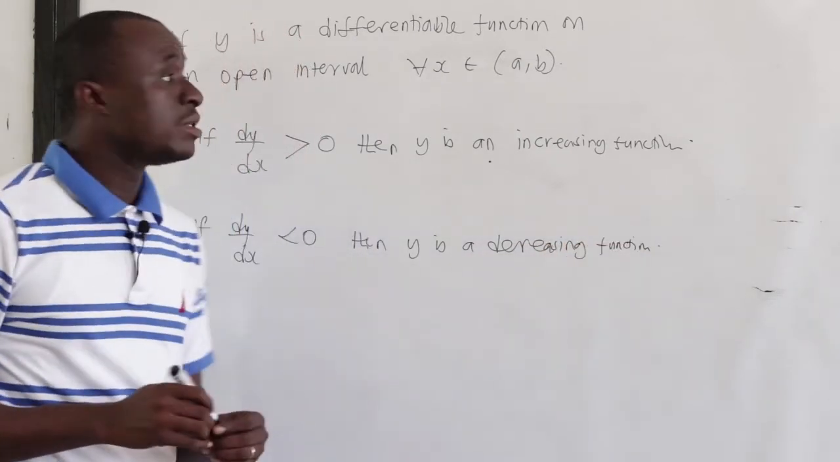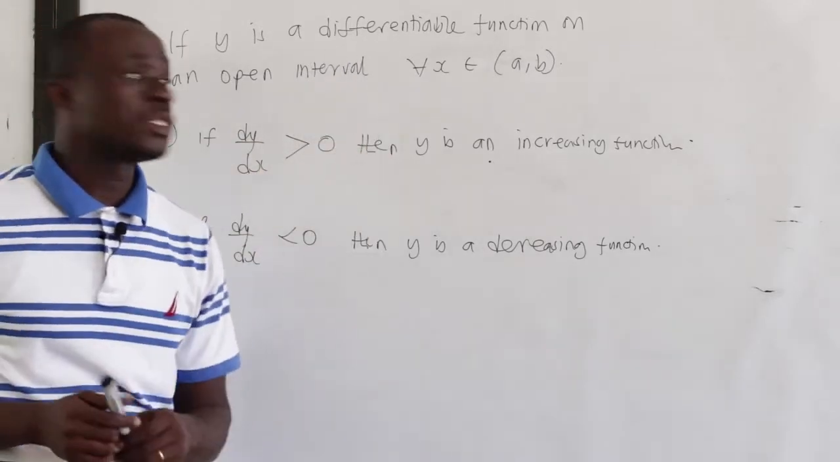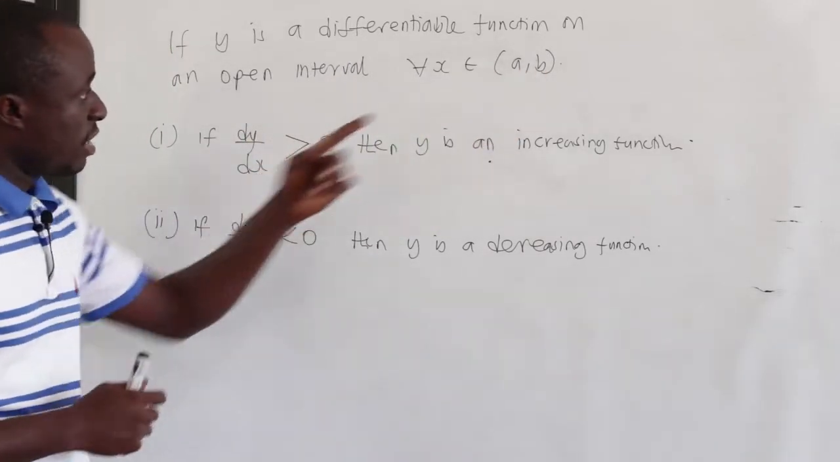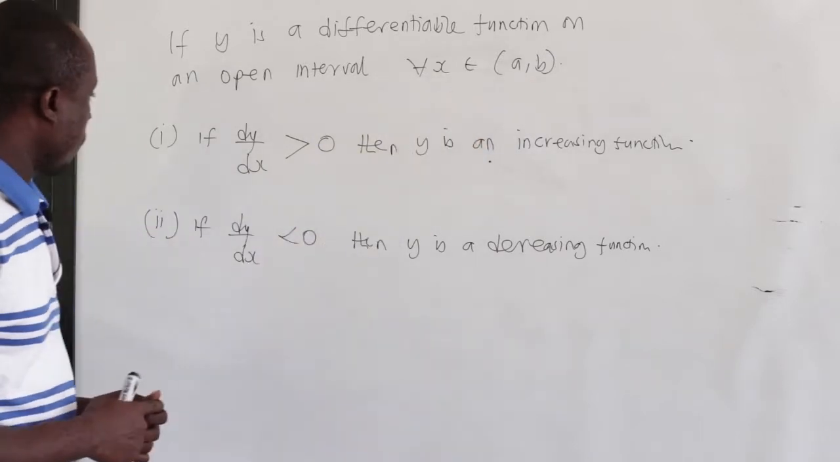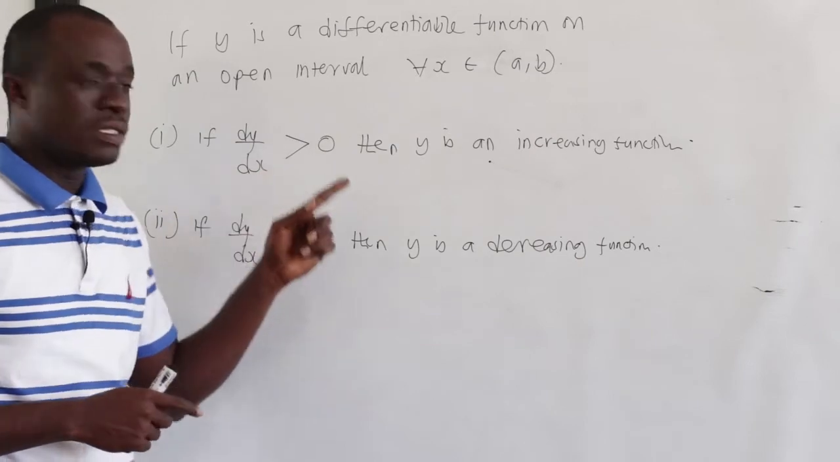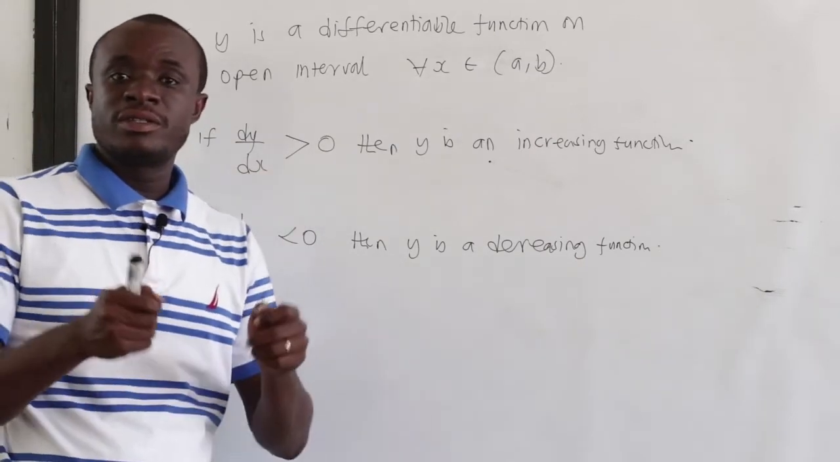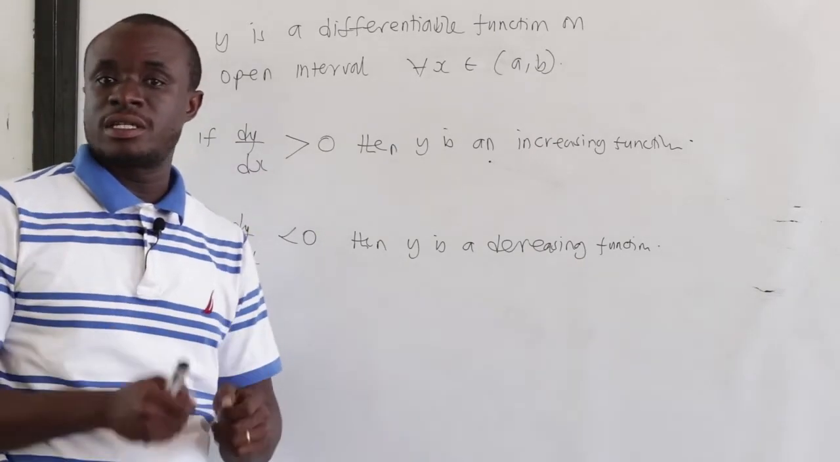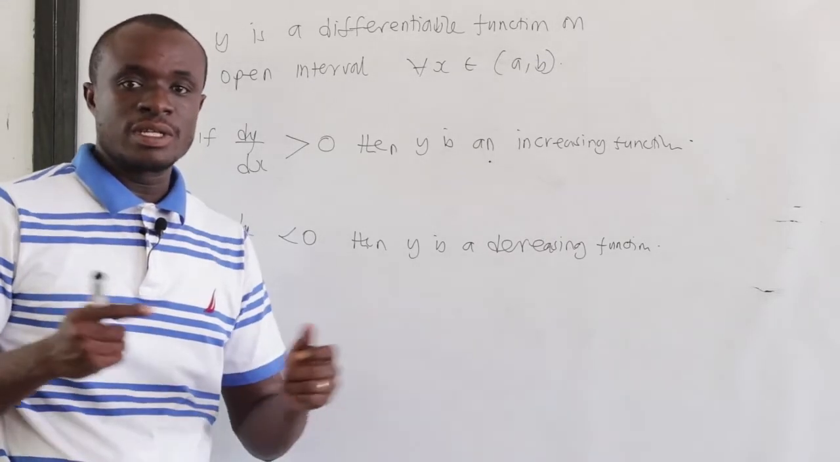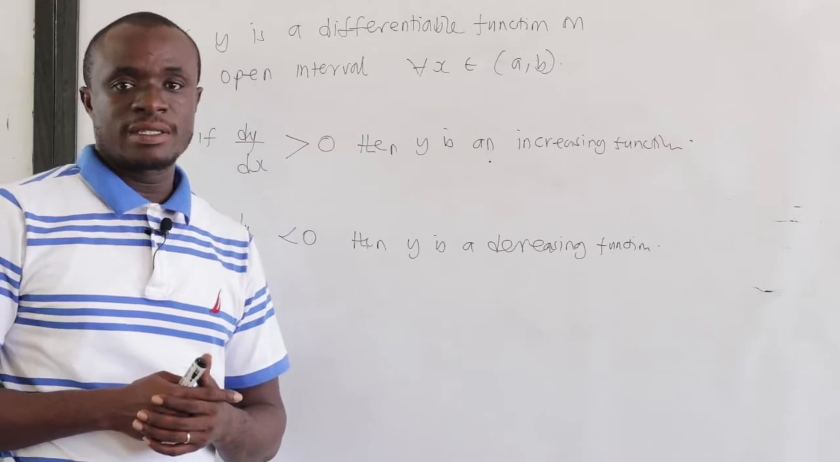So that's what the theorem is saying. If y is a differentiable function on an open interval for all x a member of (a, b), then if the derivative is greater than 0, we say it is an increasing function, and if the derivative is less than 0, we say it is a decreasing function. Now let's consider examples for better understanding.